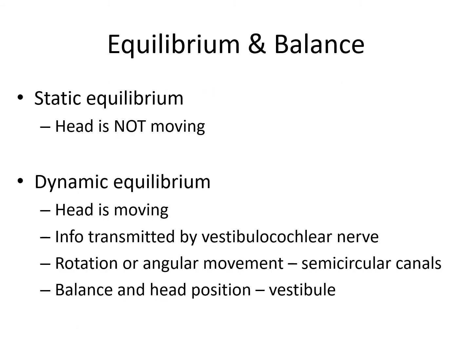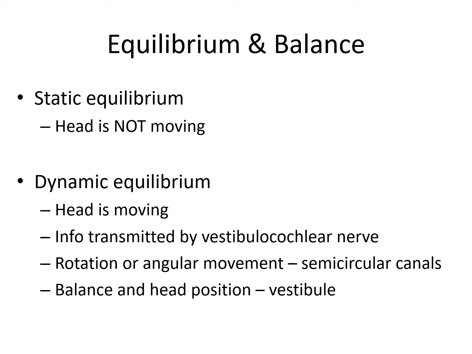Let's turn our attention to equilibrium and balance for just a moment. There's 2 types of equilibrium. Static equilibrium occurs when the head is not moving. So if you're just simply sitting still, that would be static equilibrium. Dynamic equilibrium occurs when your head is in motion. Imagine riding in a car and feeling your head move as the car accelerates. That's dynamic equilibrium. The information here is transmitted by the vestibulocochlear nerve.